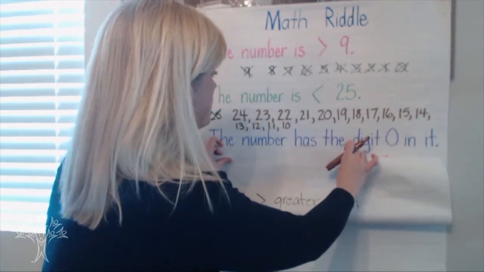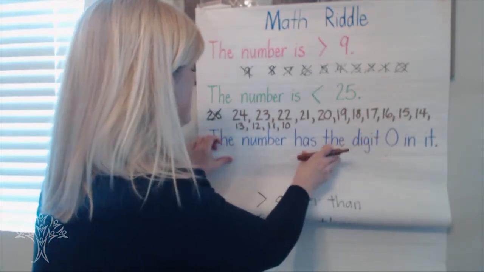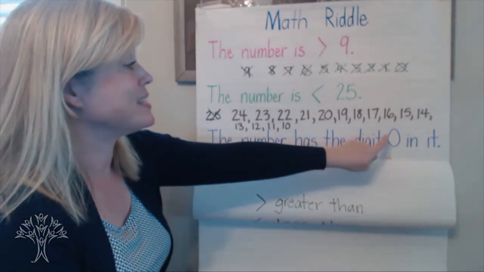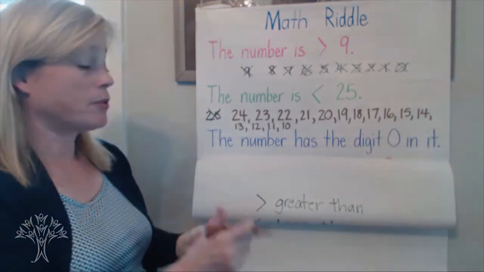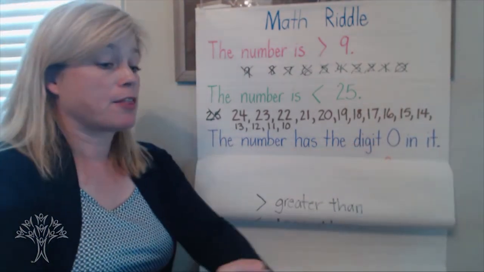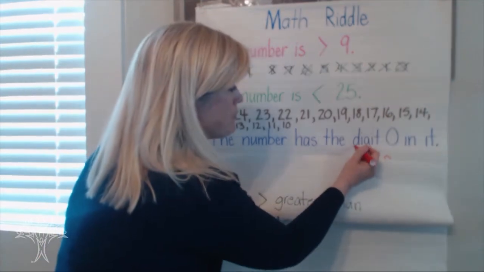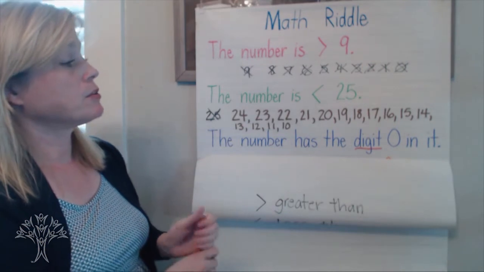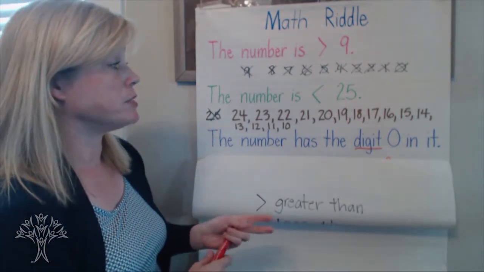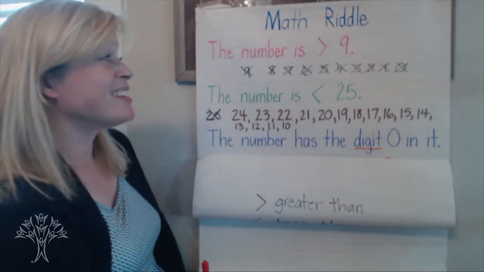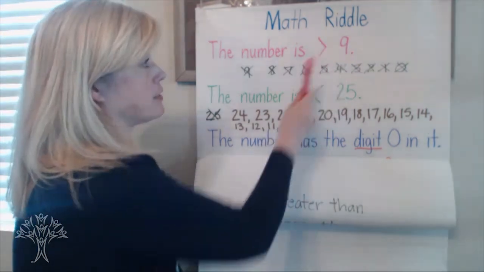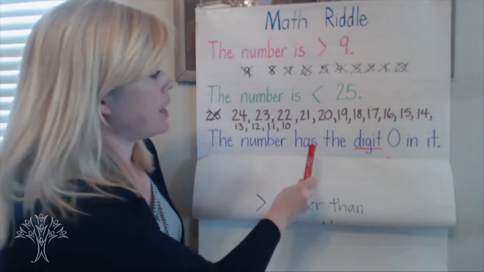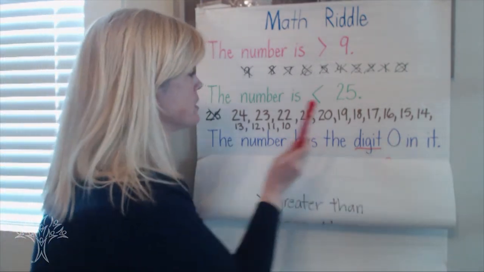Okay, here's the purple clue. Oh boy. The number has the digit 0 in it. Now remember the word digit. This word means any number 0, 1, 2, 3, 4, 5, 6, 7, 8, or 9. That's a digit. And some numbers have 2 digits, like a lot of these numbers up here. Some numbers just have 1 digit, like the number 9. So let's look. We're looking for a number that has the digit 0 in it.